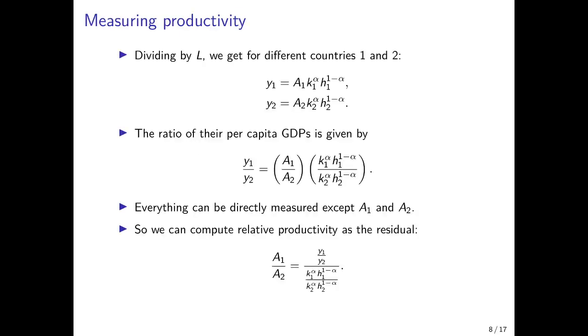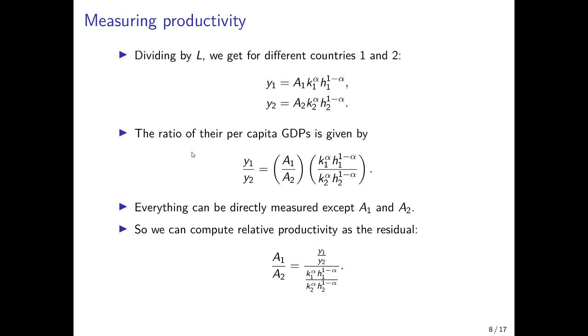Now we again do this for two countries. So we have country 1 with productivity A1, capital intensity K1 to the power of alpha, and human capital intensity H1 to the power of 1 minus alpha. So that's basically again per capita output, so the aggregate output divided by the number of workers in the economy. And for country 2, it's analogous, just that for this country we have different levels of the different production factors.